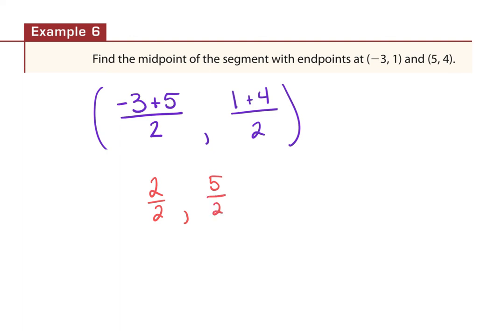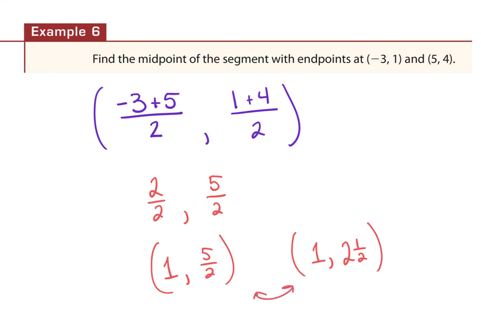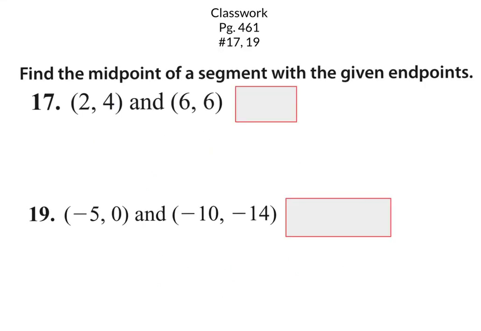You do need to reduce fractions, but I actually allow you to leave it as an improper fraction. If you are graphing it, you may then want to leave it as a mixed number because it's easier to graph 2.5 than 5 halves. But I will take either one of these as your answer. As long as your fractions are reduced, I'll take it as an improper fraction or a mixed number. But midpoint's very easy. All right, so try one midpoint or two midpoints.